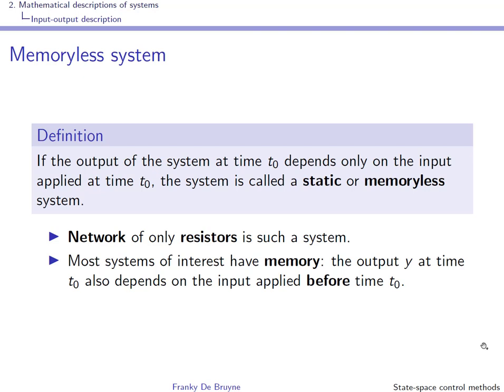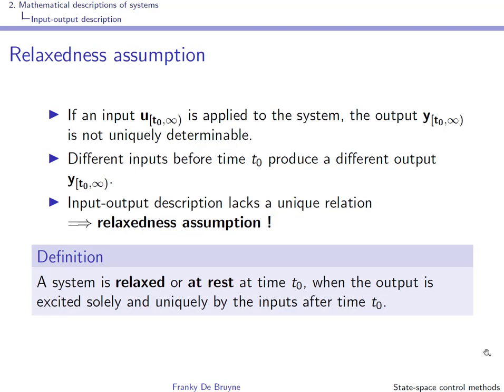The output y at time t0 also depends on the input applied before time t0. A good example of a dynamical system is, for instance, an RC system. If an input defined on the interval t0 infinity is applied to the system, the output in that same interval is not uniquely determined. Different inputs before time t0 will produce a different output in the interval t0 infinity. So the input-output description lacks a unique relation.